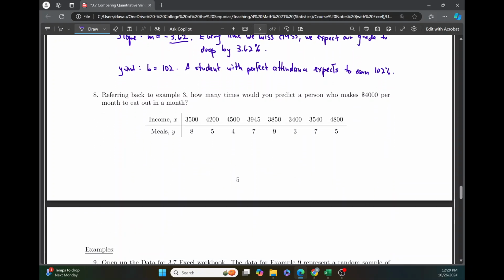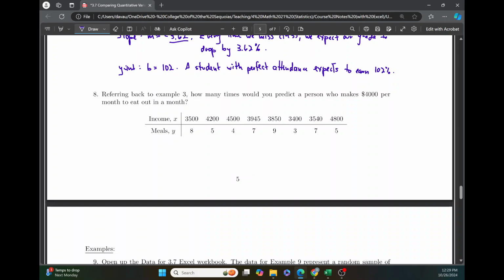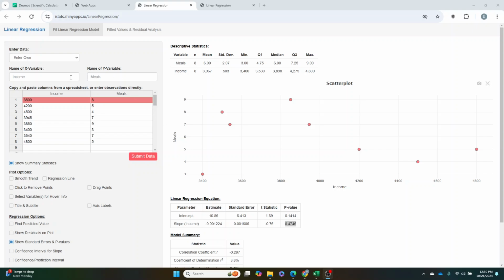Let's look at number 8, right? It says, referring back to example 3, how many times would you predict a person who makes $4,000 per month to eat out in a month? Well, let's take a look at that data set, right? So this was the linear regression. This was the scatter plot for that data set, and we determined that there was not a linear correlation.